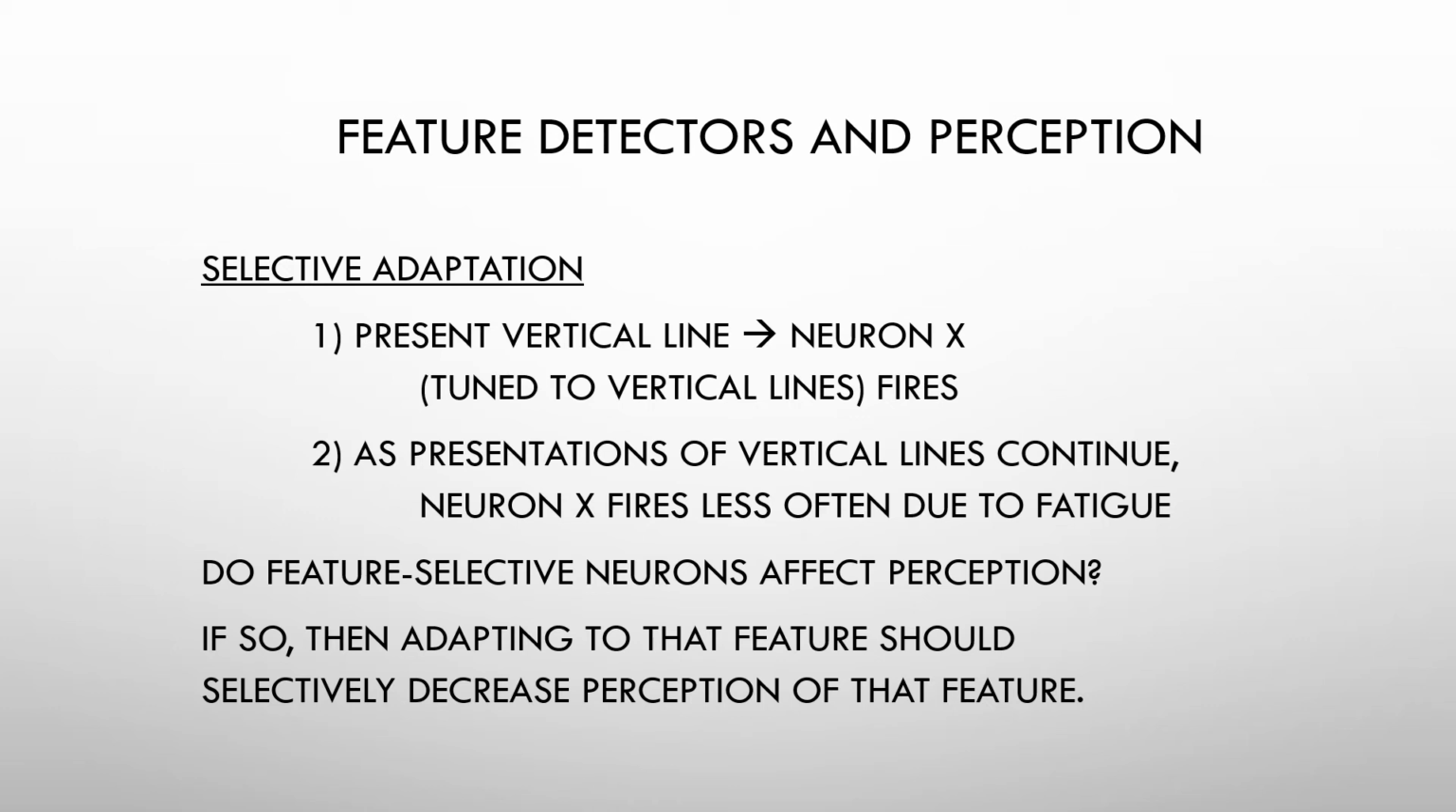We know this happens, and the question is, do these feature selective neurons affect perception? If so, then as I'm adapting that neuron to that feature, we should also selectively see a decrease of the ability to perceive that feature.